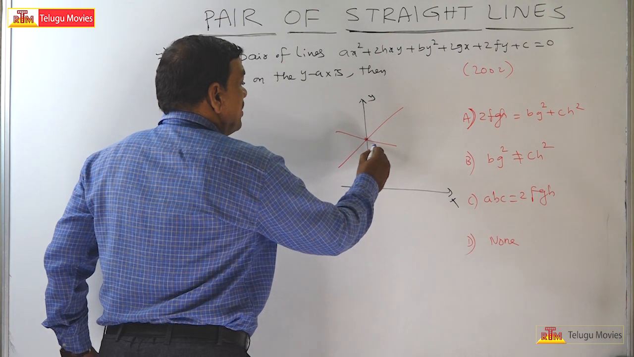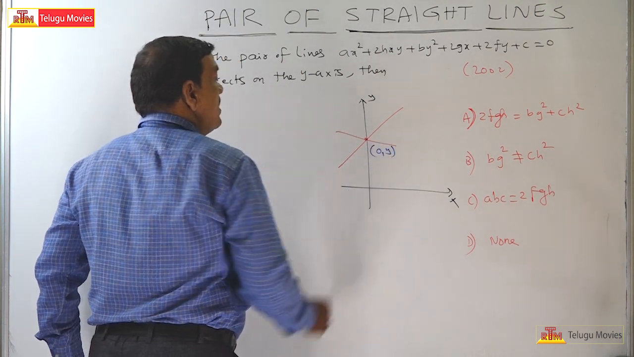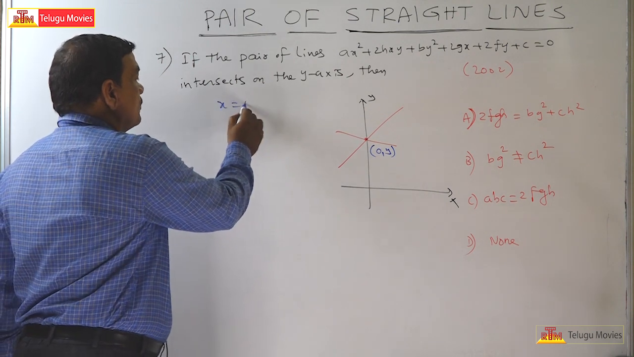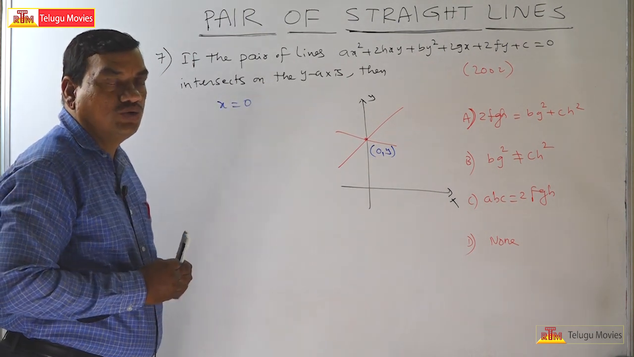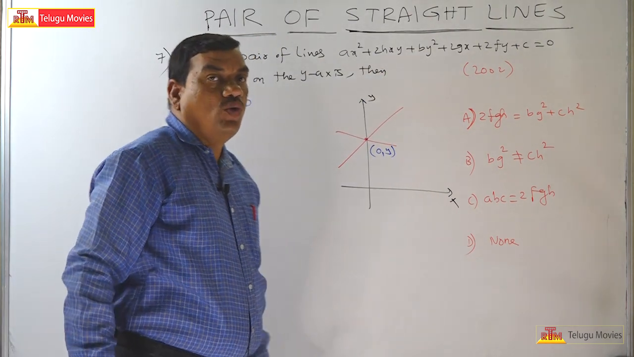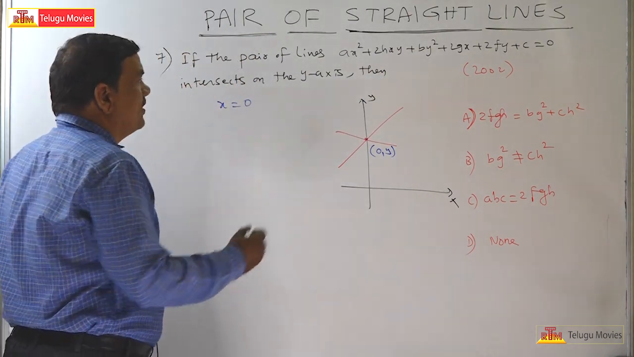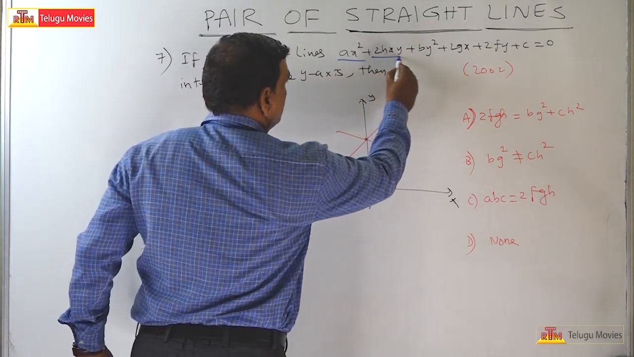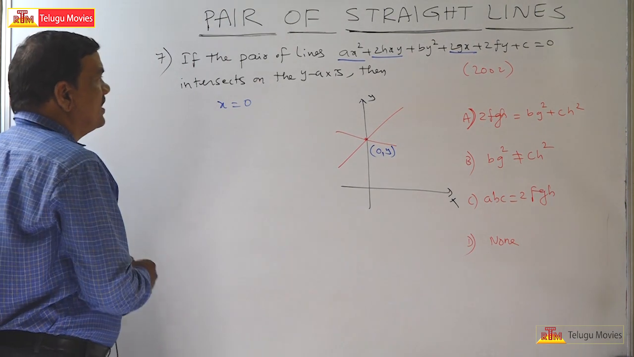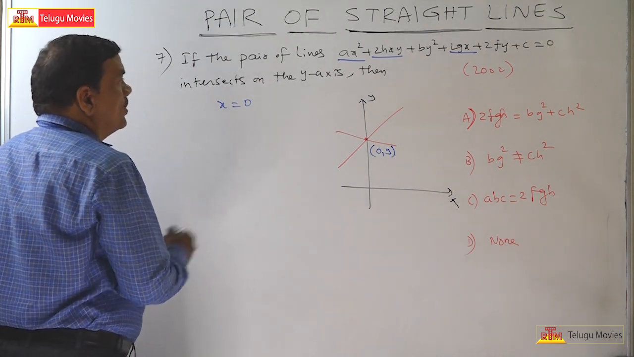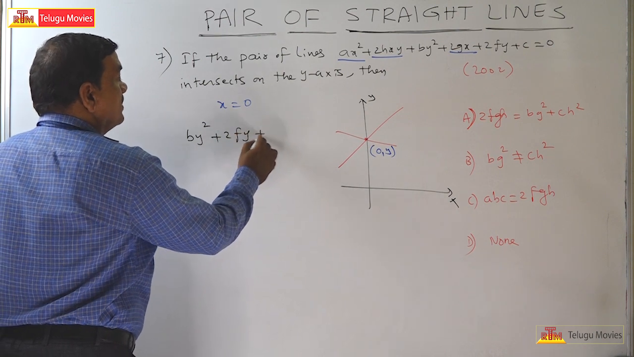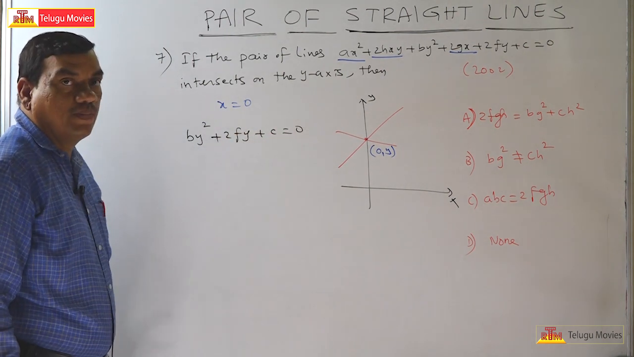If they are intersecting on the y-axis, it means the point is 0 comma some y coordinate. That means x is equal to 0. Understand this? x is equal to 0. So substitute x is equal to 0 in the given equation. This will become 0, this will become 0, and this also will become 0. Now what remaining quantities will you have? You will have by square plus 2fy plus c is equal to 0.